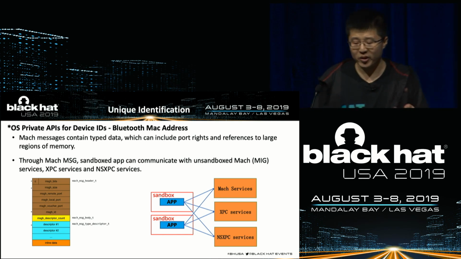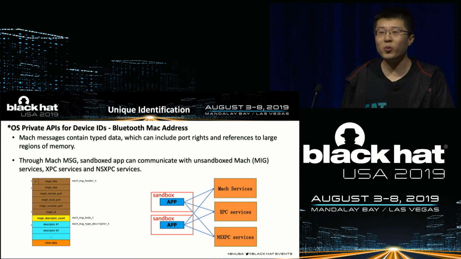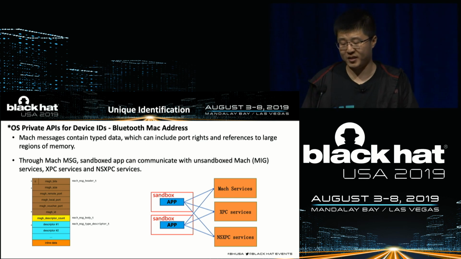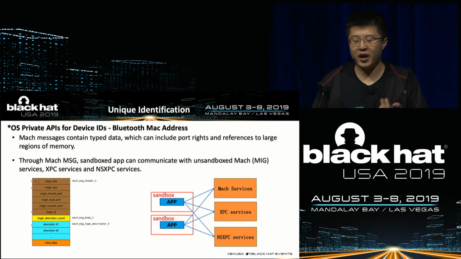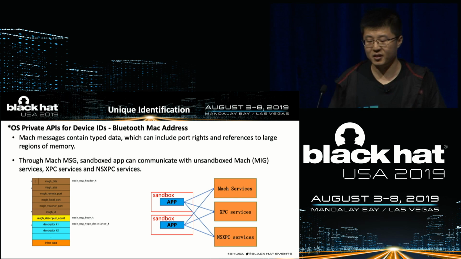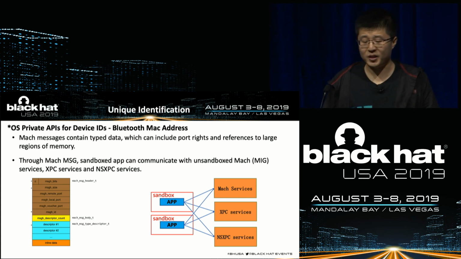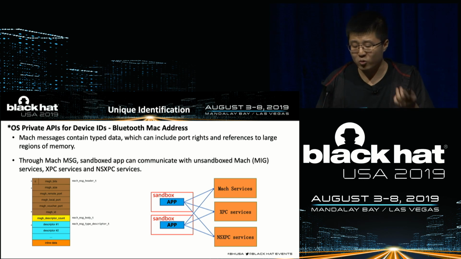So now I will introduce one way to get the Bluetooth MAC address. But before we talk about it, let me briefly introduce Mach messages. There is a rich set of IPC mechanisms on iOS, and most of them are available to third-party applications. The most frequently used mechanism is the Mach message. It contains typed data which can include port rights and references to large ranges of memory.